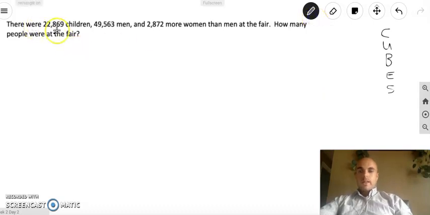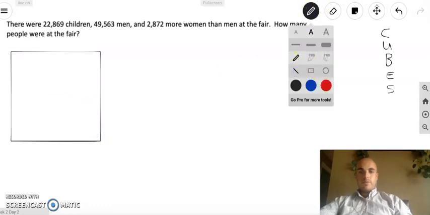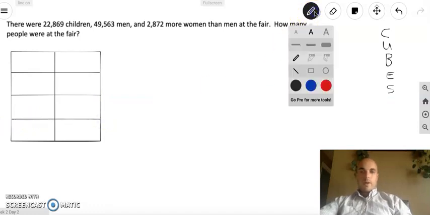There were 22,869 children, 49,563 men, and 2,872 more women than men at the fair. How many people were at the fair? Okay, so I'm going to draw another chart for this, like so. And I see we have children, men, and women, but we also have total. So this time I'm going to make sure I have 4 sections. Like that. Great.